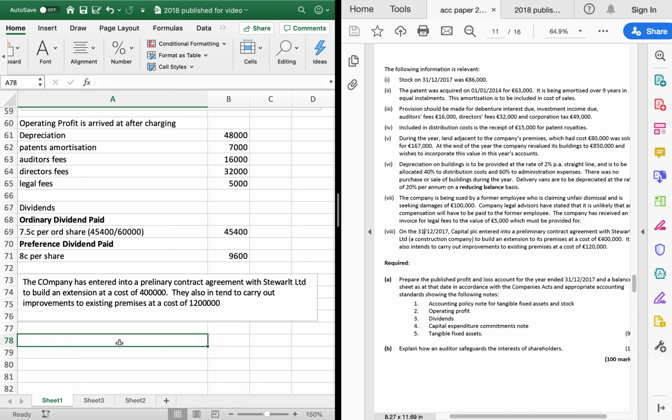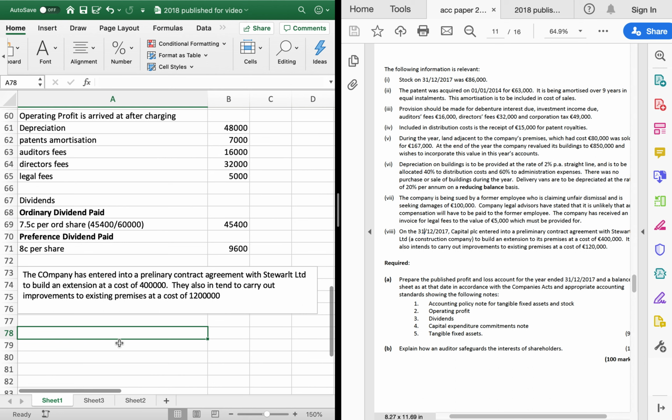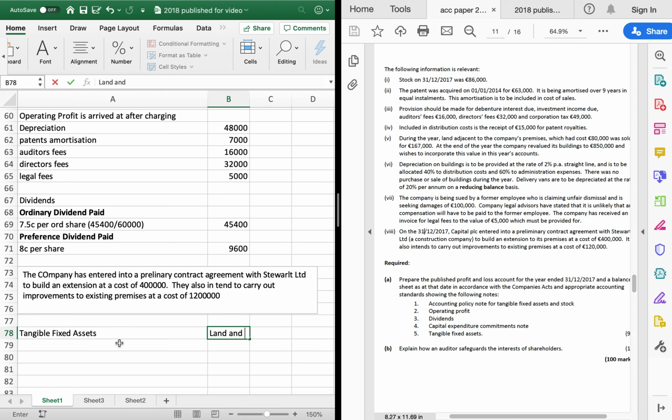And then your last one is your tangible fixed assets. So that's looking at what has happened to your land and buildings and your depreciation of land and buildings over the course of the year. So working 5. Tangible fixed assets. You've got land and buildings, and you've got delivery vans. And you're supposed to show a total, so we'll show a total.